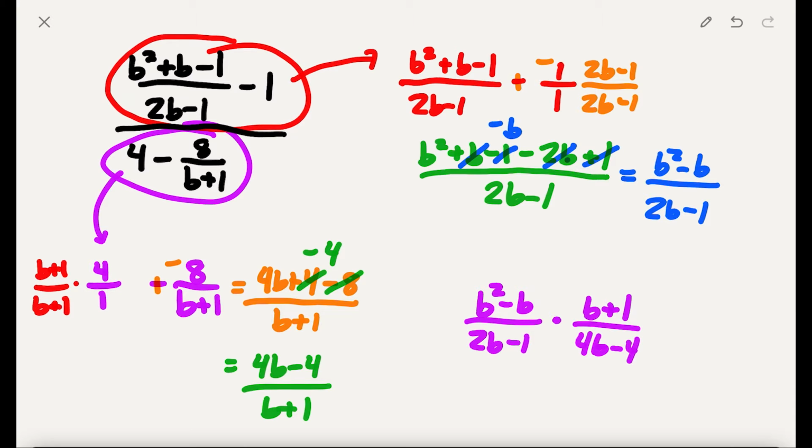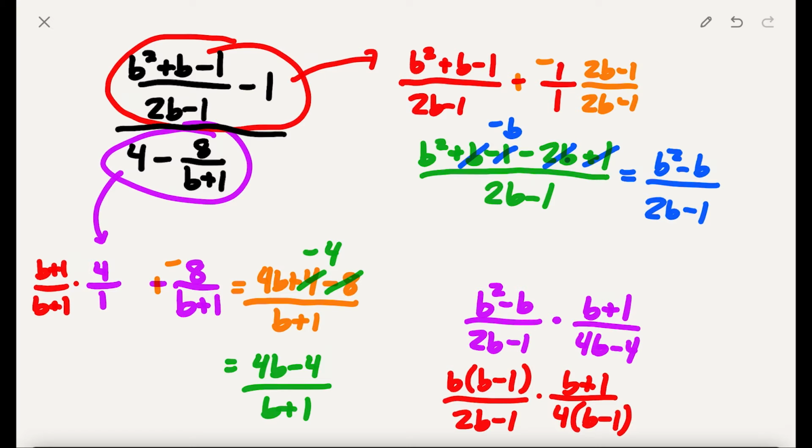Now we can factor the top part here to be b times b minus 1 all over 2b minus 1 times b plus 1 over 4 times b minus 1. You'll see that the b minus 1s cancel here. Nothing else will cancel though. So your final answer should be b times b plus 1. If you want, you can distribute that. Divided by 8b minus 4. And that's your final answer.